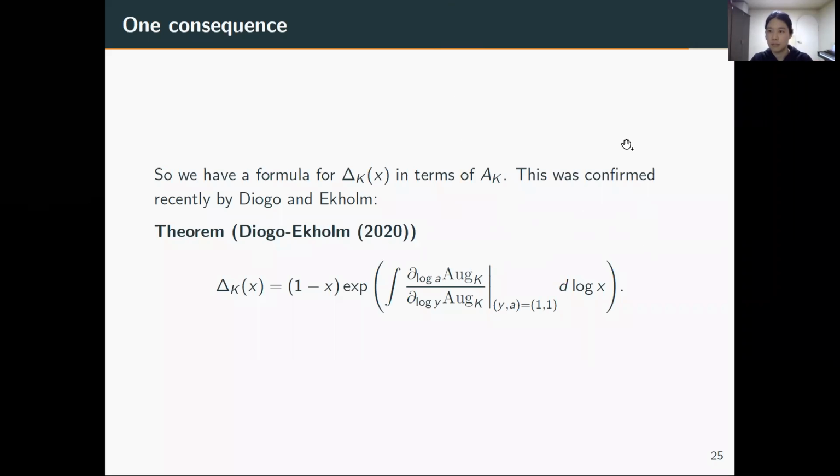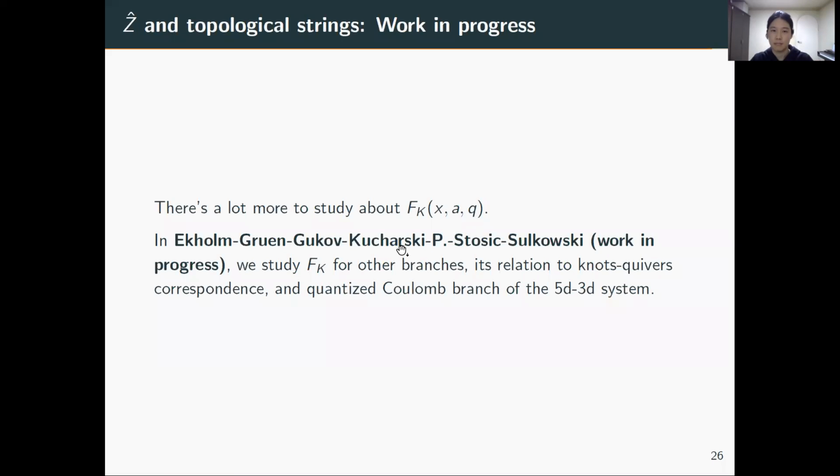So that's all I wanted to say for this part 3. This is all the beginning, and there's a lot more to study about it. Actually, in the work in progress, with the same group and also with Marko Stosic, we are studying FK for various other branches, its relation to non-Abelian correspondence, and also the quantized Coulomb branch of the 5D 3D system. There are lots of interesting connections between different areas, and I think it's all very exciting.